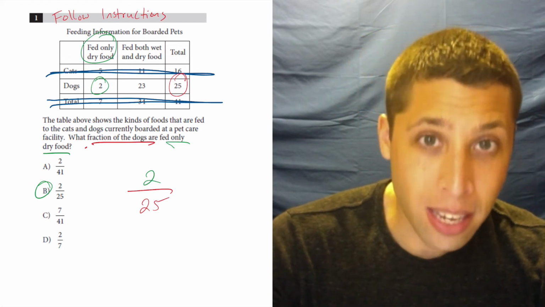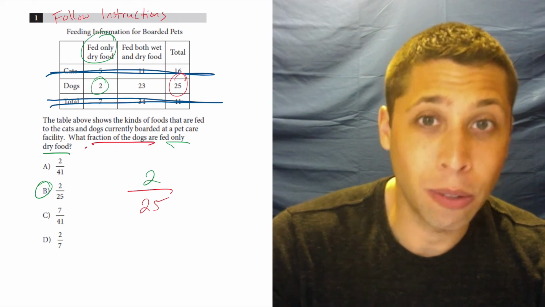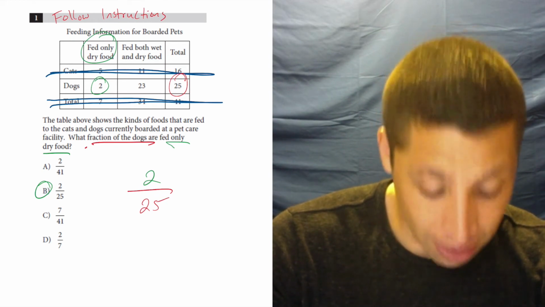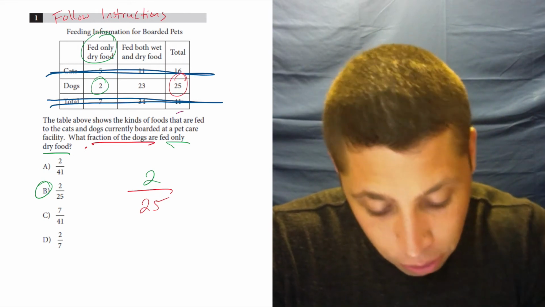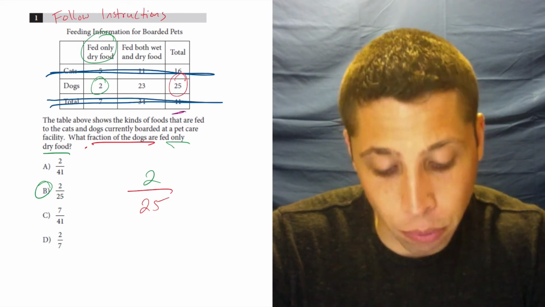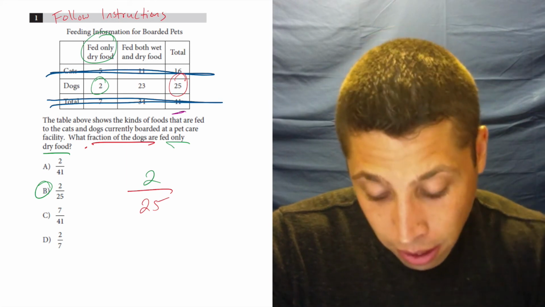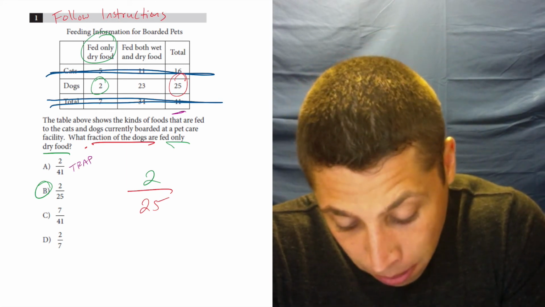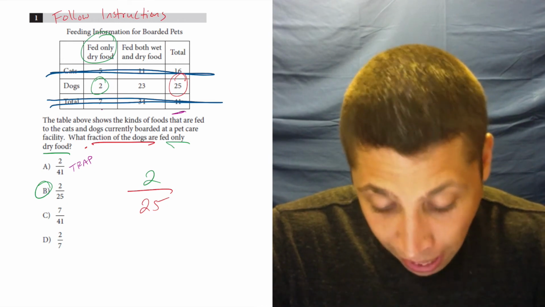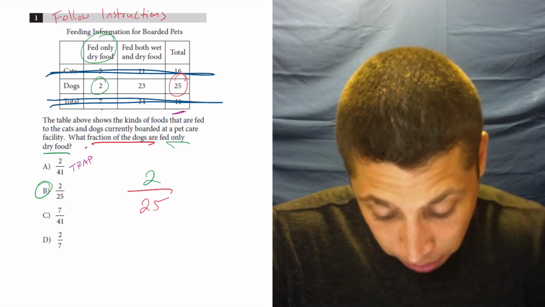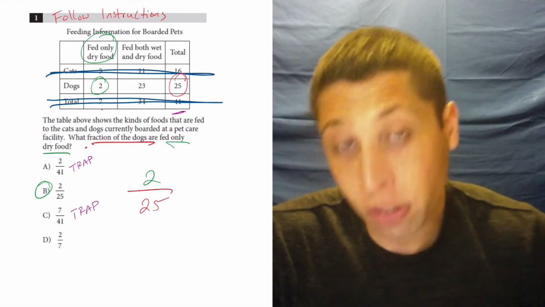But you can see that if we don't follow instructions, we could very easily make a mistake, right? 2 out of 41. Here's the 41. I kind of blocked it out, but that's 41 right there. If we included everything, we would get choice A, trap. If we included everything and included the cats in the dry food, 7 out of 41. That's a trap. So this is what you're up against.